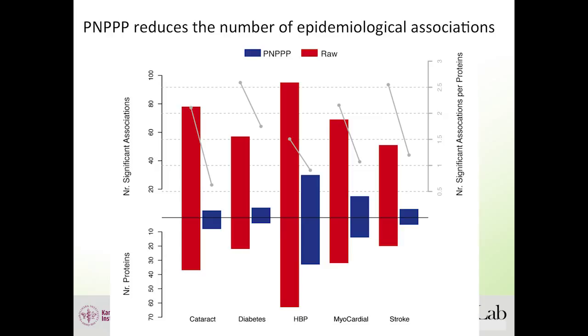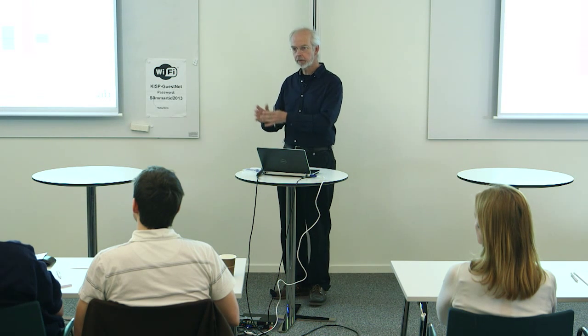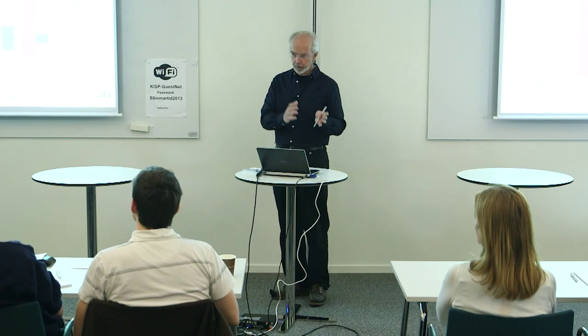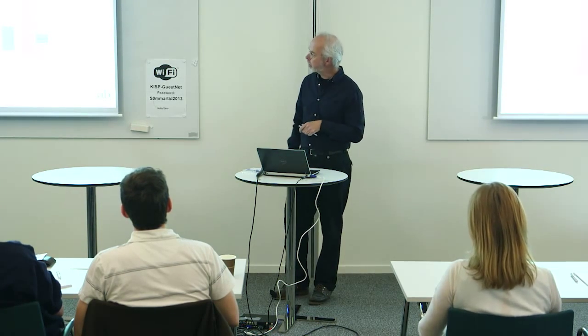And the same story goes for the diabetes, high blood pressure, myocardial infarction, and stroke. We are reducing the number of interesting biomarkers to look for dramatically in both cases. And why is this important? Well, if you're going to spend time on a biomarker doing follow-up studies, you'd like to be very picky about which you pick, because a lot of effort goes into each biomarker. So this is one way of looking at it.